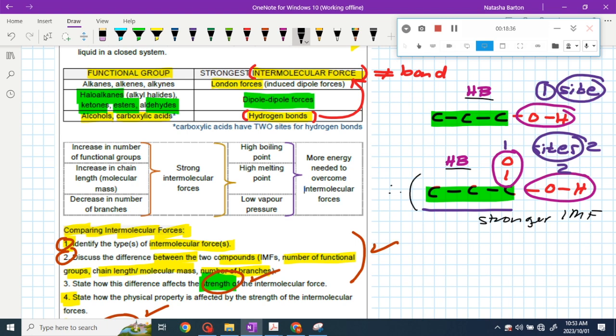So you're going to tell me, therefore, this compound contains stronger intermolecular forces for your next mark. And lastly, you're going to tell me, therefore, this compound will need more energy to overcome its intermolecular forces for the last mark. Okay, please make sure you state all of these points and that you indicate it in bullet point form so that you can get all of your marks. Does that answer your question? Are there any other questions?